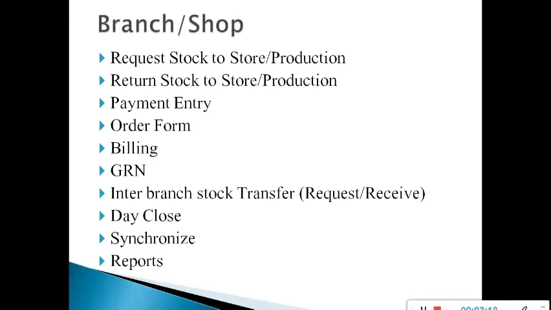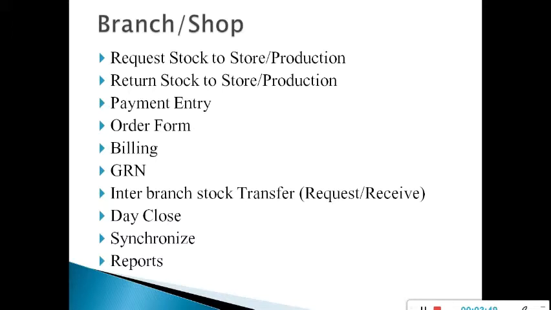Otherwise, if there is any internet problem, they can run the shop and do transactions offline, and at the end of the day they can synchronize all those details to the same database so that the administrator can see all the branches' transactions while sitting in one place. And all kinds of reports: order reports, billing reports, stock reports, transaction reports, day closing reports. Whatever reports, like sales and purchase, everything can be seen from the branch.